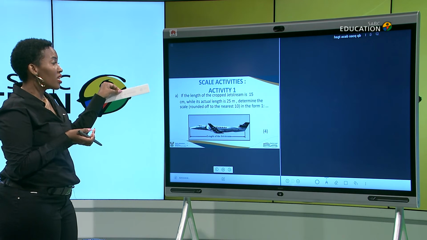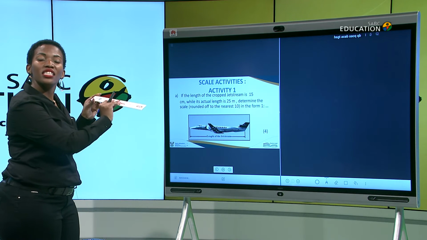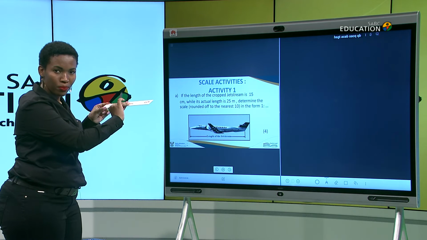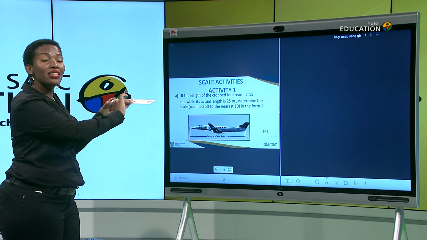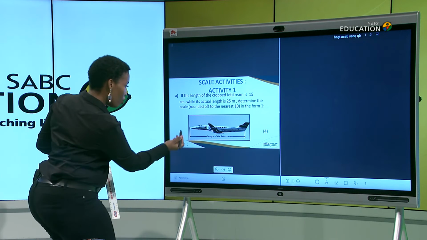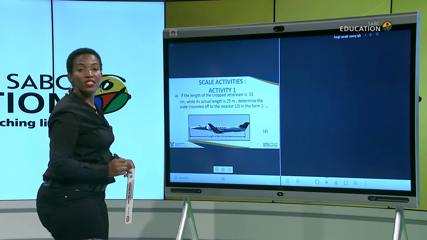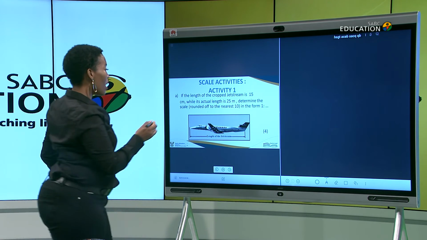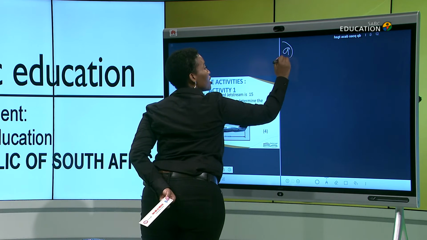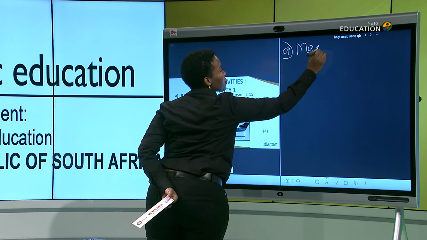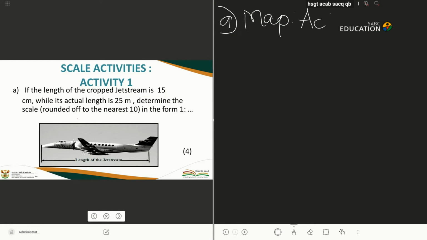So what does this mean? It means that 15 centimeters is the distance on the map. So the examiner has already measured the distance on the map for you, meaning from here to there, it is 15 centimeters. So when you write your scale, I said the scale is always the map is to the actual. So this one that is measured, it is 15 centimeters. You write it here. Remember, we are not answering any questions. We are just collecting our information.